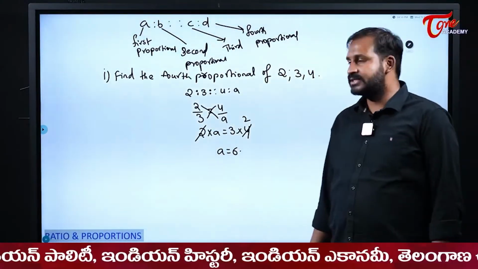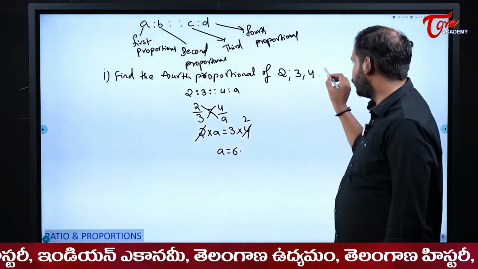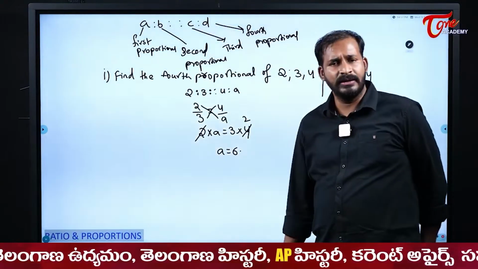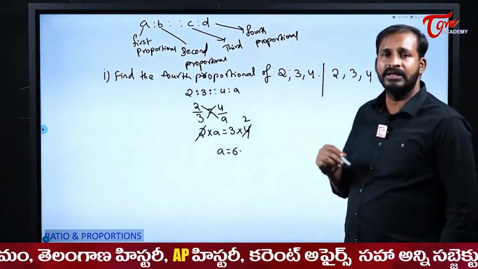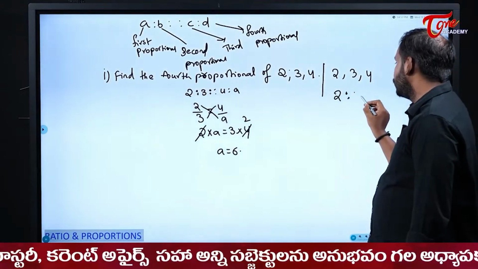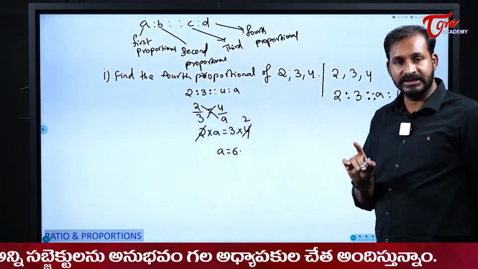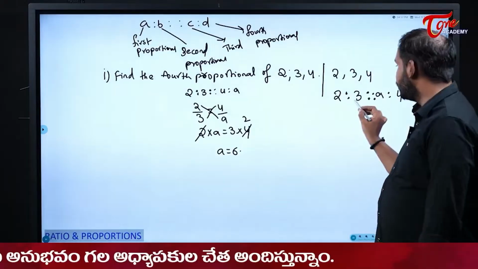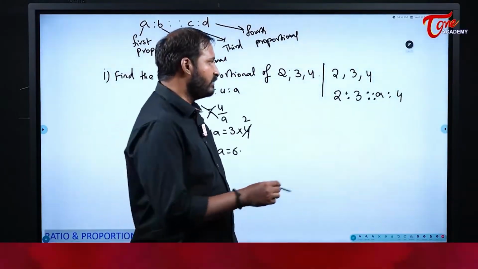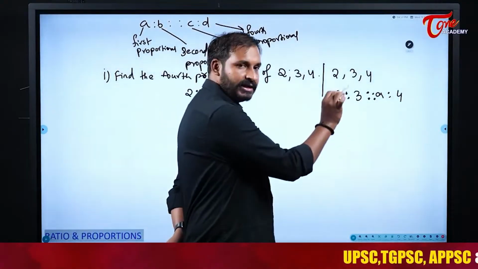Like this, in some questions they will say find the third proportional of 2, 3, 4. Then indirectly they are mentioning that they skipped the third one. So how will you write the equation? 2:3 proportional with A:4. Because in the question he clearly asked us to find the third proportional. So in the place of the third term I will put A and calculate using the product of extremes.